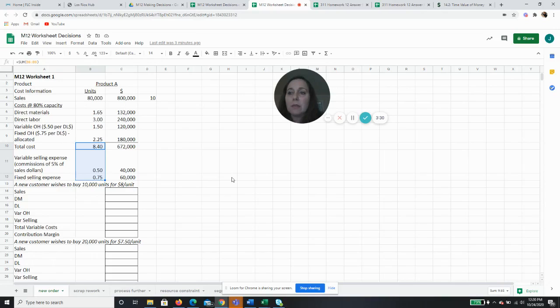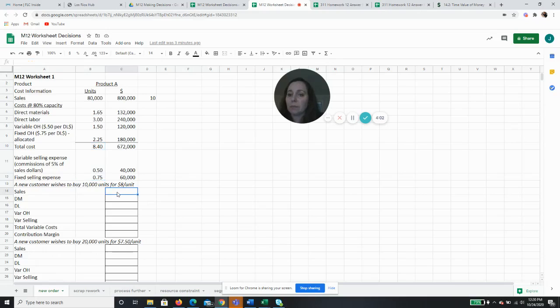At our current level of production at 80%, we are already covering all of our fixed costs. So if we were to sell beyond this 80,000 units, we actually don't need to cover any more fixed costs, right? Because our fixed costs aren't going to go up just because we've sold more product, right? That's what variable does. That's not what fixed does. Fixed stays fixed. So if we can cover all of our variable costs at $8 a unit, then it might make sense to do this.